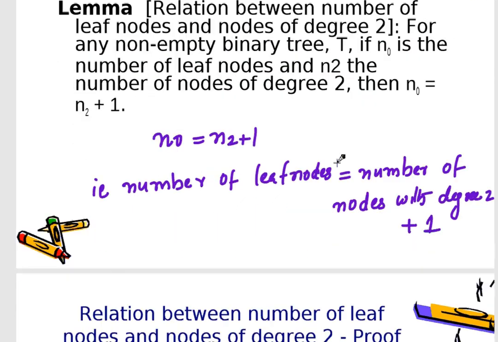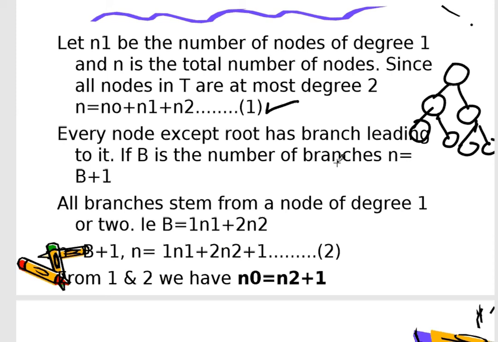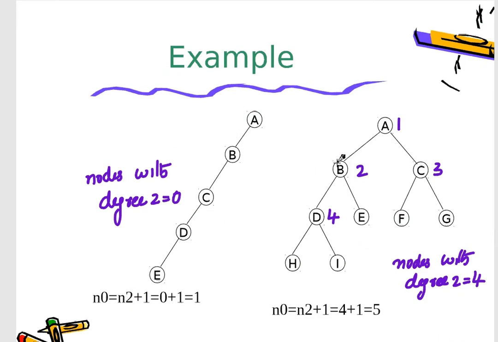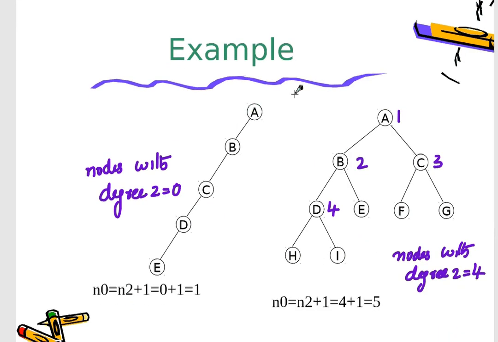So before moving on to the proof, we will directly go to an example. So here you can see the number of leaf nodes is equal to how much? 1. And the number of nodes with degree 2 is what? 0. No node with degree 2 is there. So the total number of leaf nodes is equal to n2 plus 1, that is 0 plus 1 is equal to 1.